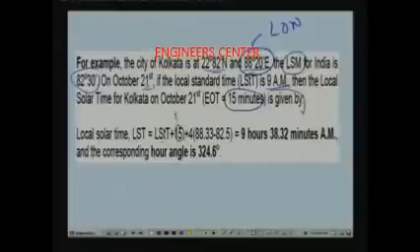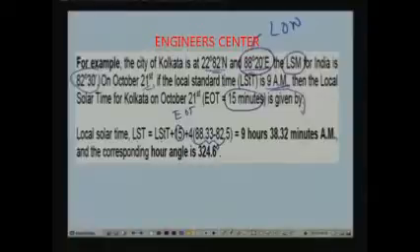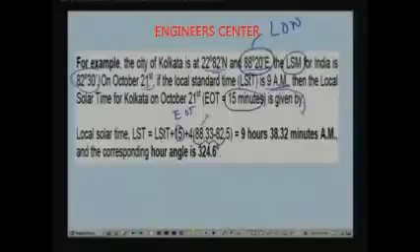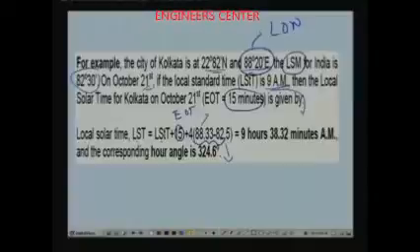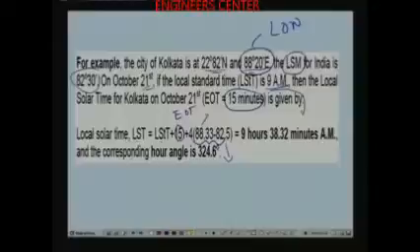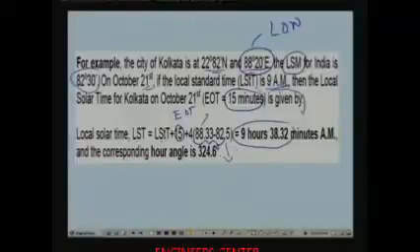So, the local solar time is nothing but the local standard time plus 15 minutes, which is your EOT, plus the correction for longitude variation between the LSM and LON. Our local longitude is 88.33 degrees, whereas the local standard meridian is 82.5 degrees. If you substitute the values, you find that the local solar time is now 9 hours 38.32 minutes, whereas the local standard time is 9 am.